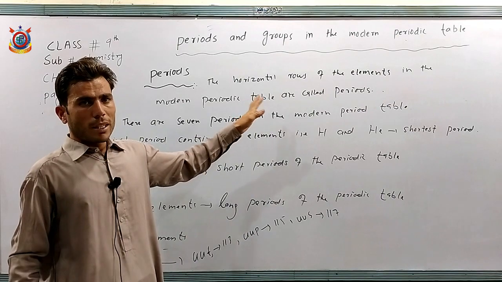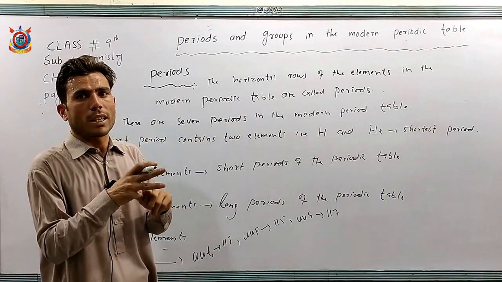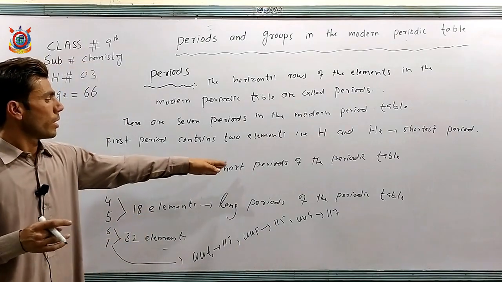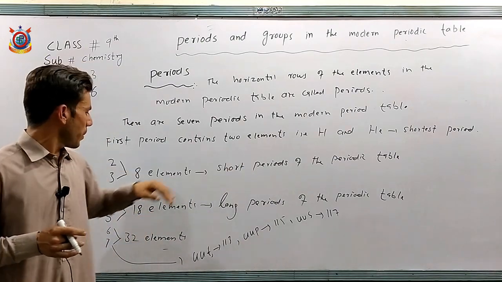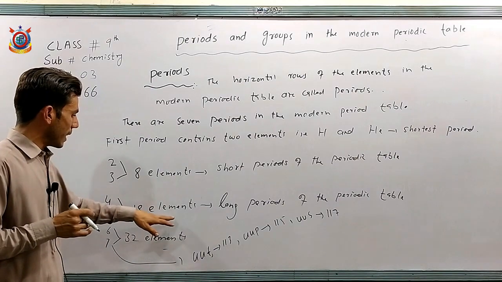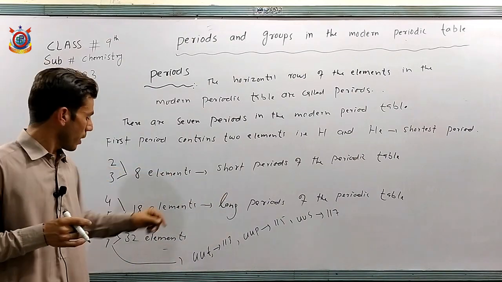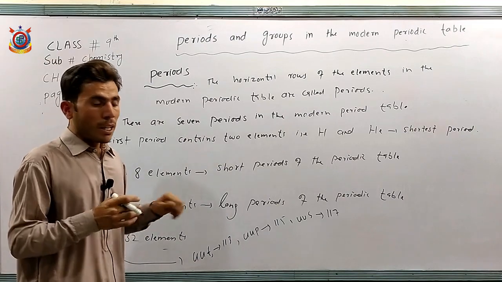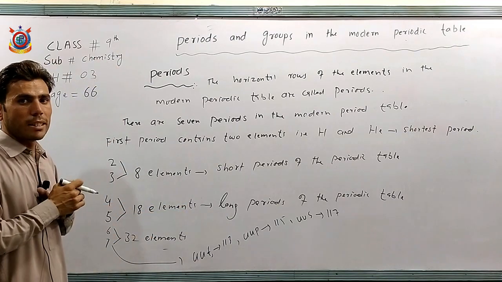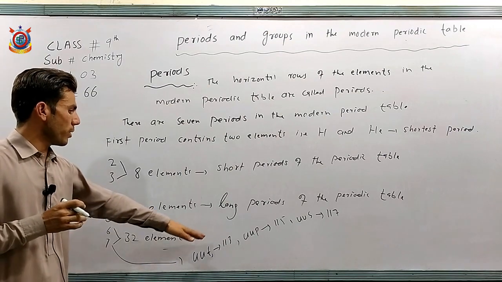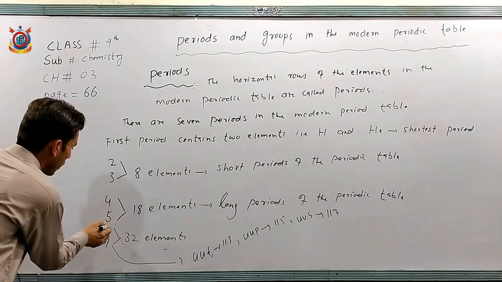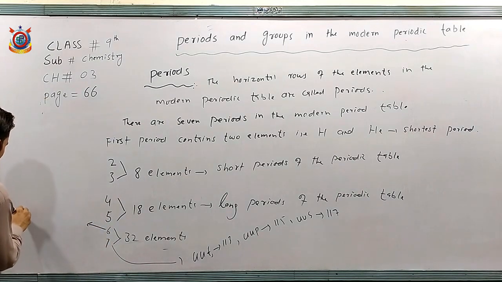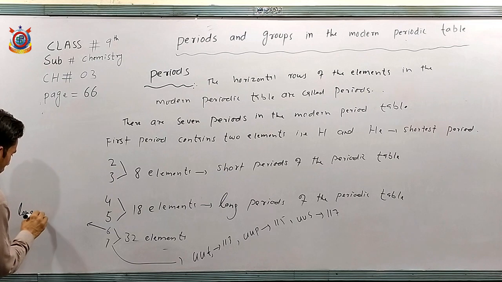There are 7 periods in the modern periodic table. The first one is called the shortest period, containing 2 elements. Second and third contain 8 elements; these are called short periods. Fourth and fifth contain 18 elements, and these are called long periods. Sixth and seventh contain 32 elements each, in which period number 7 is still considered incomplete due to the presence of these temporary elements. And the 6th period is complete, and it is called the longest period of the periodic table.